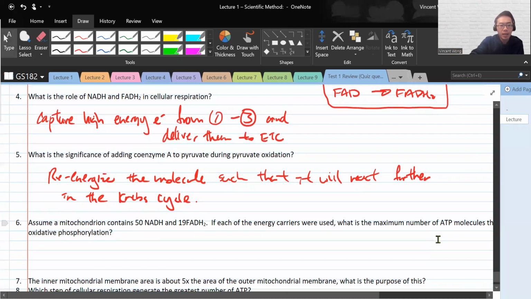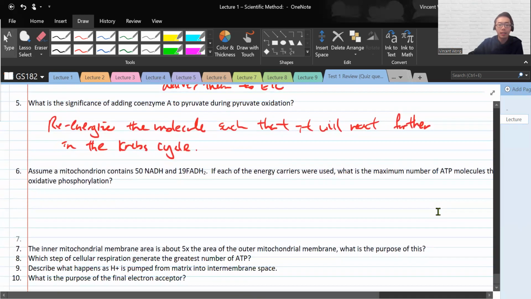All right, so here we have some math questions. You will need your calculator for the test. There will be some calculations involved, something similar to this.